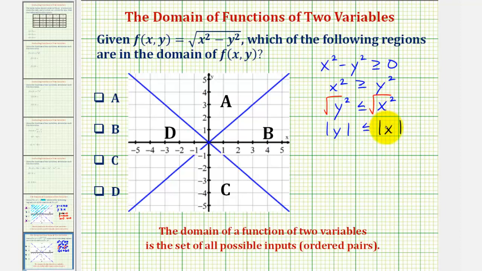So to determine the domain of f(x,y), we want to graph this inequality on the coordinate plane. To do this, though, we'll break this up into two separate inequalities based upon the sign of y. So for example, if y is greater than or equal to 0, we don't need the absolute value around y, and therefore we can say that when y is greater than or equal to 0, y will always be less than or equal to the absolute value of x.